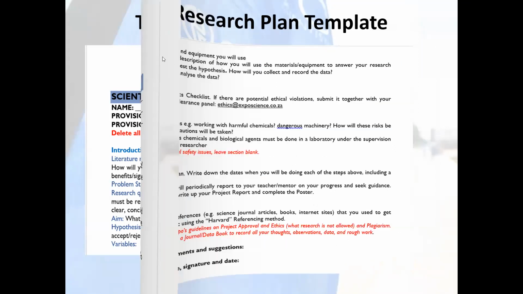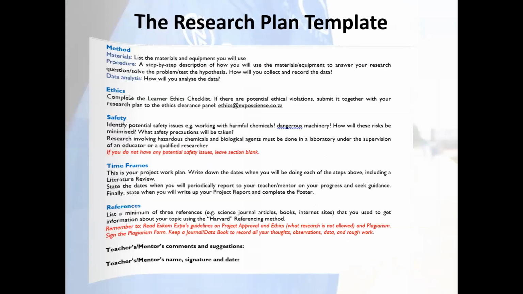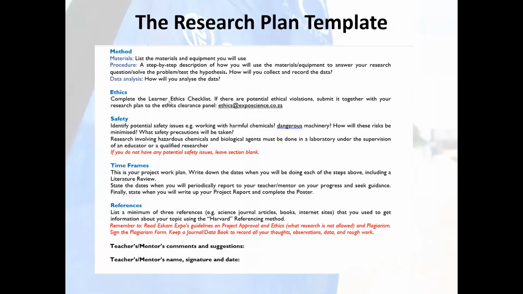Just to show you the headings, I just chose the one, right? And there are the headings there: method, ethics, safety. So ethics, this is where you're looking at the learner ethics checklist. You're comparing and reporting on the learner ethics checklist here. Of course, your safety. Are there any safety issues about your project? Are you working with any dangerous chemicals or dangerous machinery? If you are, what safety precautions are you going to take into account, right? So all of this goes into the planning.